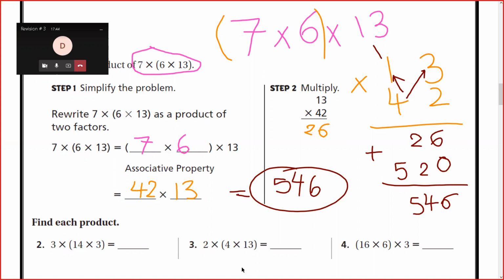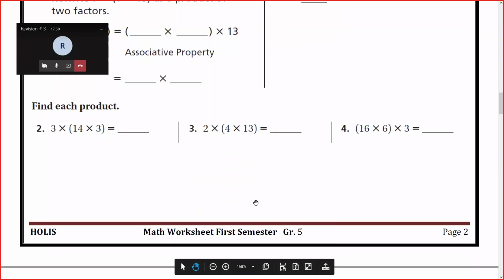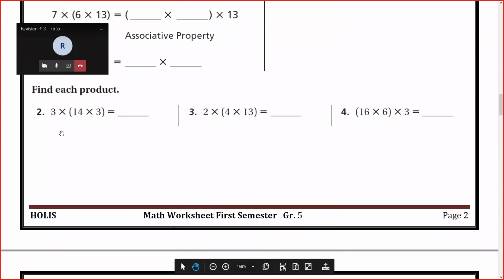What's your name? Dina. Yes, Dina. Can you help me with number 2 now? Yes. Now the others. Is it clear? Yes. Clear. Number 2 now.